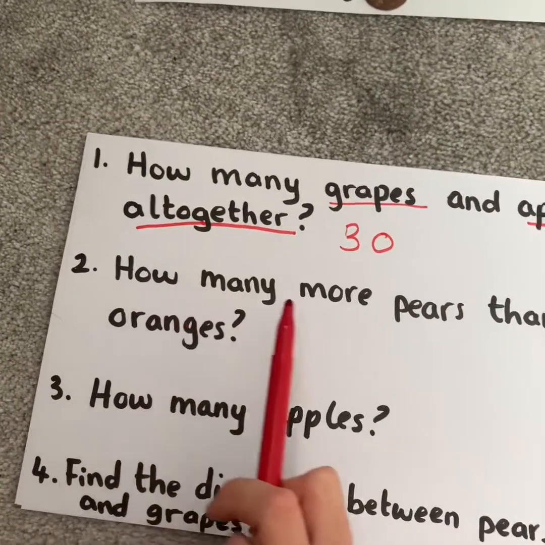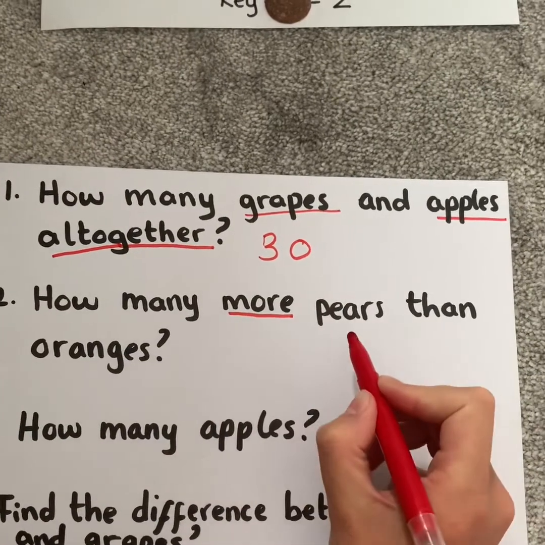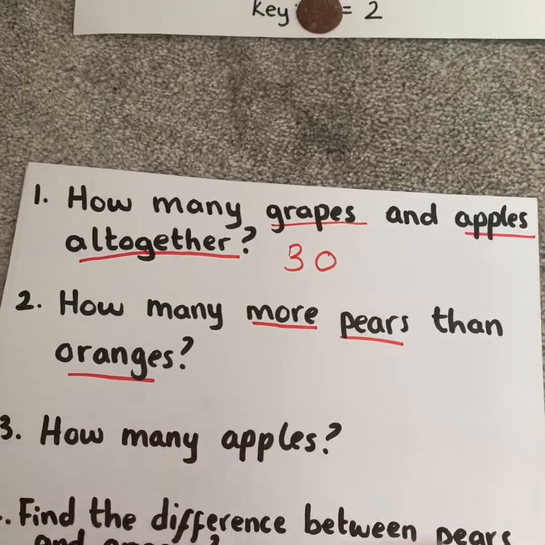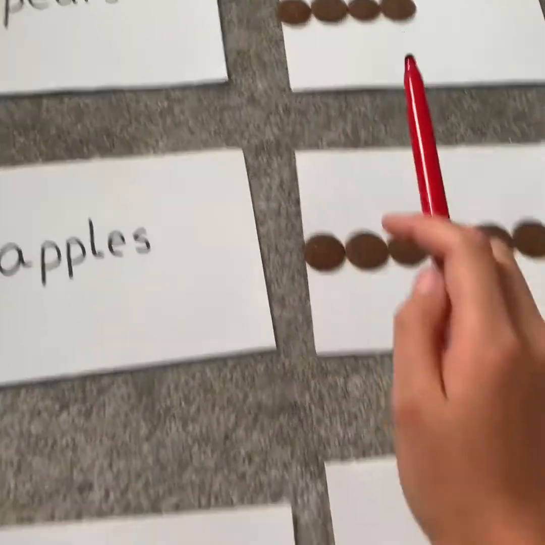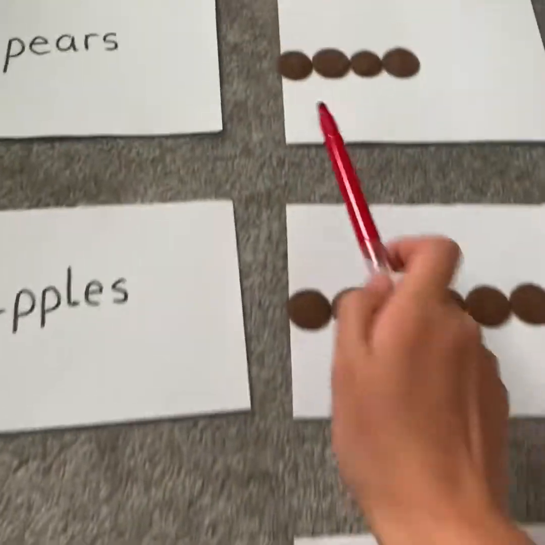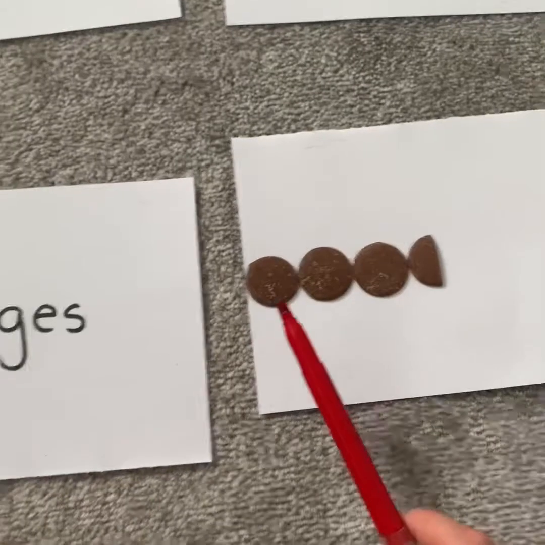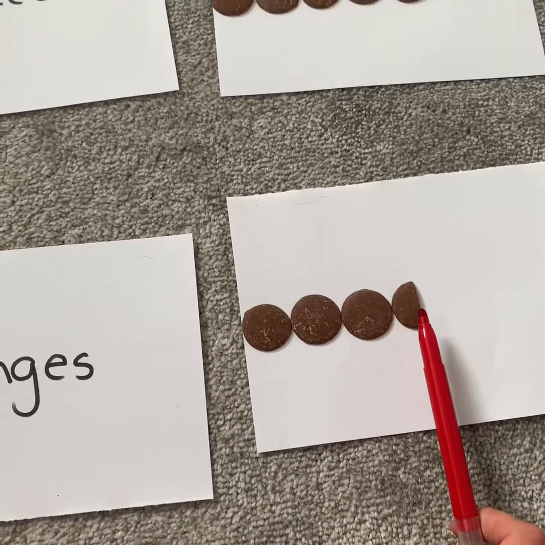Number 2, how many more, it's a key word, pears than oranges? So how many more pears are there than oranges? So let's look at pears and look at oranges. So for pears, we've got 2, 4, 6, 8. And for oranges, we've got 2, 4, 6, and our half of 1, 7.